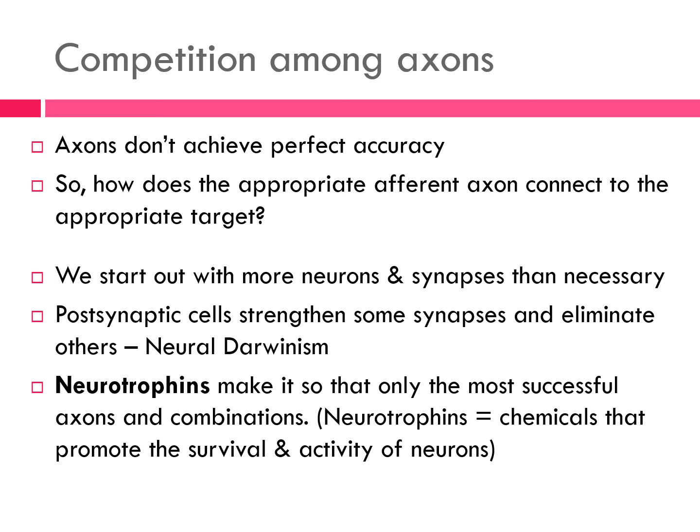What's happening is the postsynaptic cells are strengthening some synapses and eliminating others. If it's a strong synapse, then the postsynaptic cell will release neurotrophins, which are chemicals that promote the survival and activity of those connecting neurons, so that only the most successful axons and only the most successful synapses are going to succeed and survive.